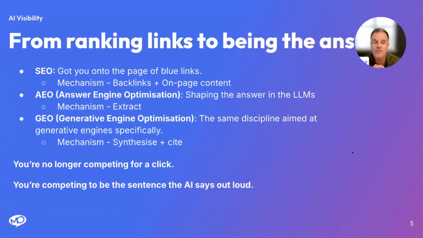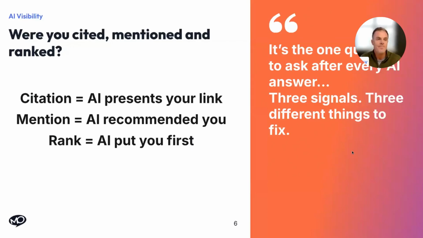You're no longer competing for a click. You're competing to be the sentence the AI says out loud. Who's the best at this? How can someone help me with this? Who's the best service provider in Cape Town for X? So, were you cited, mentioned, and ranked? Again, citation, AI presents your link. A mention, AI recommends you. And a rank, puts you first.